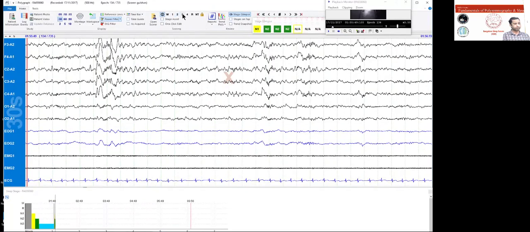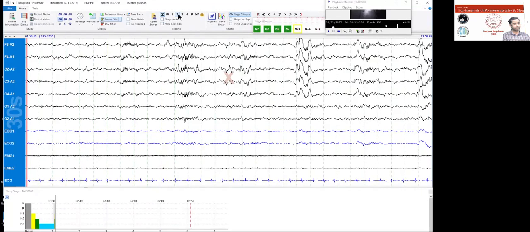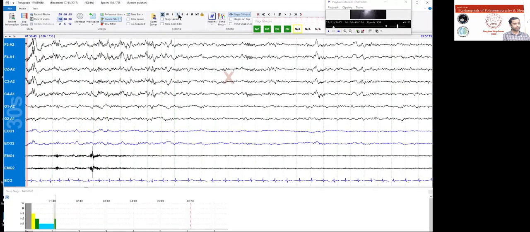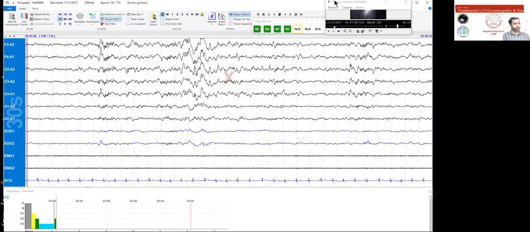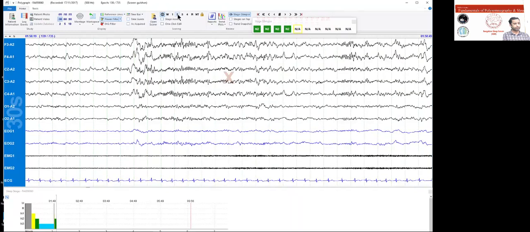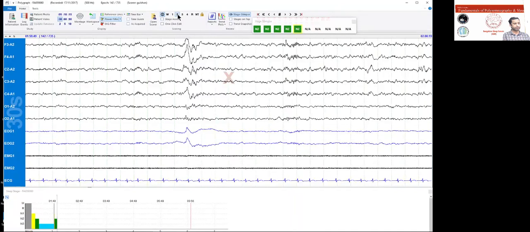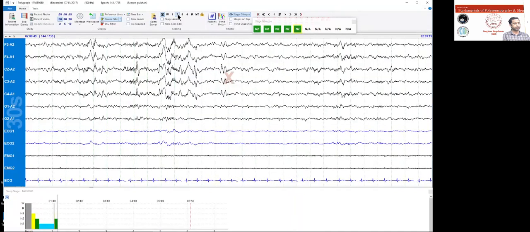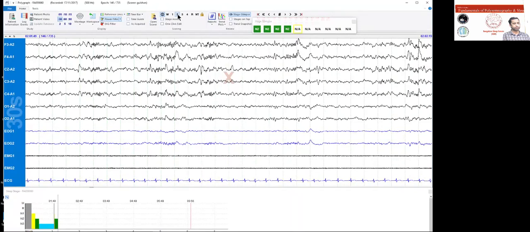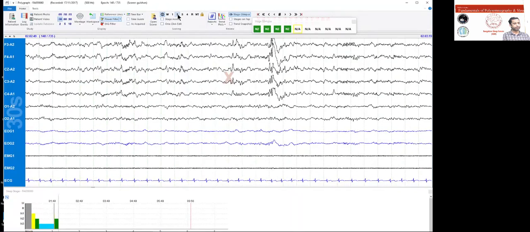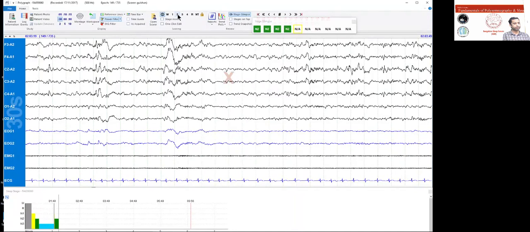So N2, N2, N2, N2, N2. This kind of activity, but it's not reaching slow wave activity. So this is N2, then N2, N2, N2, N2, N2. K complex, big K complex.